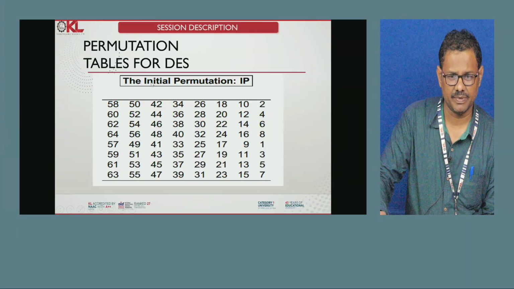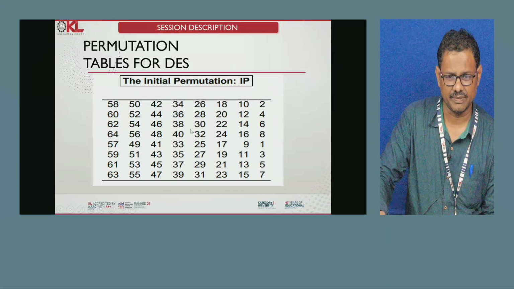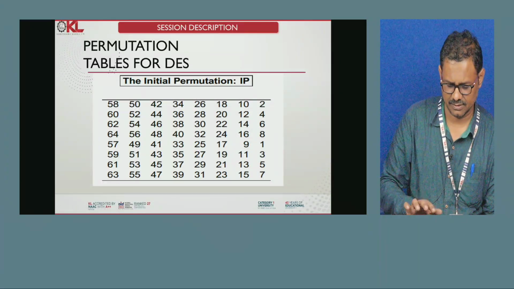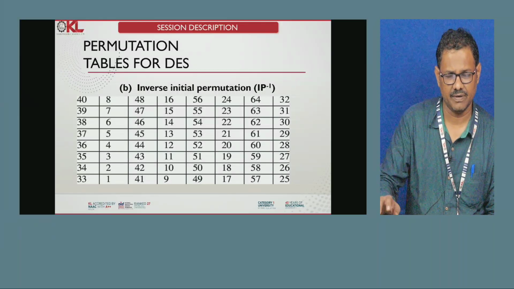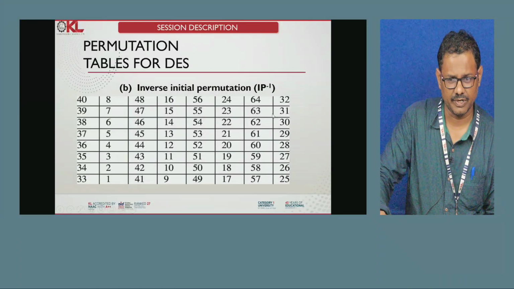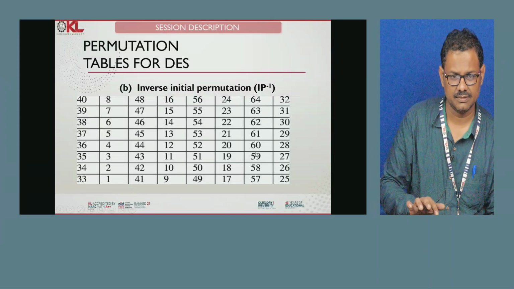Next, the permutation tables, starting with the initial permutation table. Here the first bit is 58, then 50, 42, 34, like this. Permutation means rearranging the plain text bits. This is the inverse initial permutation, IP minus 1, IP inverse. Again, these are the positions of the bits of the plain text.